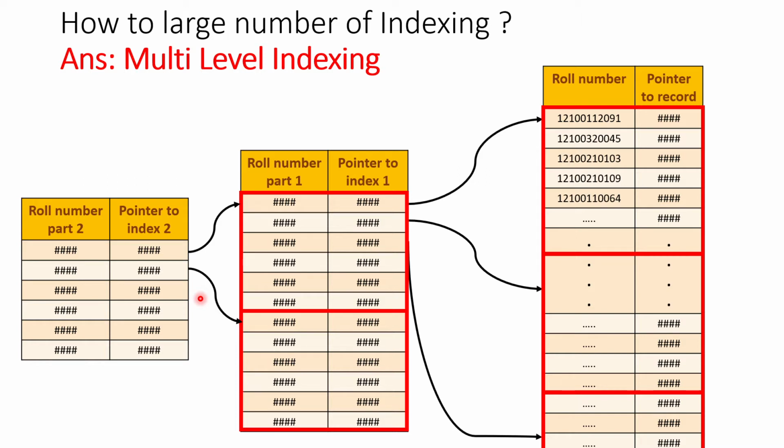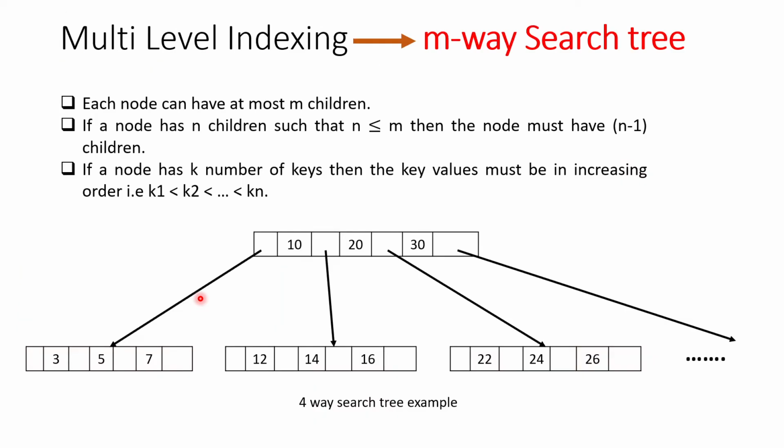So we have seen how we can proceed with multi-level indexing for minimizing the number of searches for a particular record. Now the next question is what this real situation points to from the computer science point of view. It actually points to what we call an M-way search tree, or you can say a multi-way search tree.